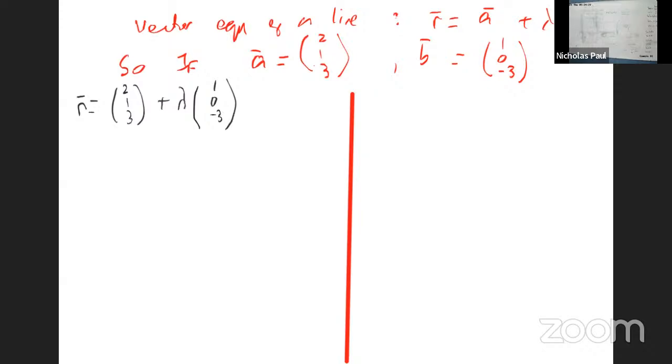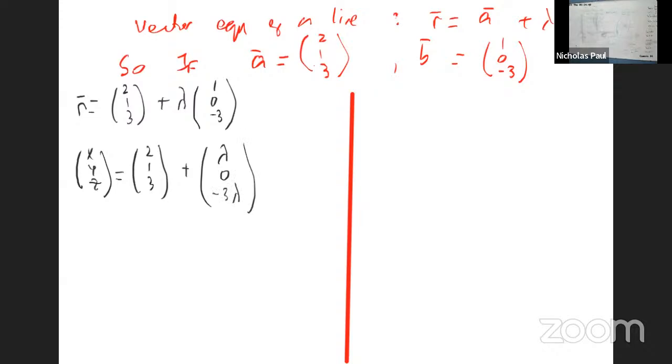So remember, I told you R is any point along the line, or any vector along the line. So R is x, y, z, anything along the line. So x, y, z is equal to 2, 1, 3 plus, let's multiply everything by lambda, lambda, 0, minus 3 lambda. Let's add the two vectors on the right-hand side, and you'll end up with 2 plus lambda, 1 plus 0, well, that's 1, and 3 minus 3 lambda. Are you okay with that?